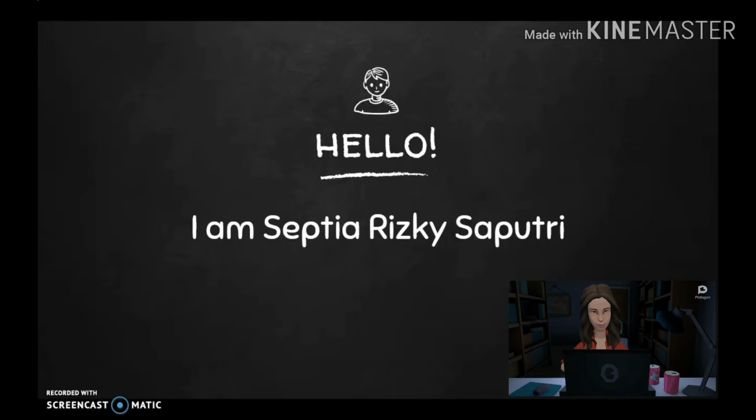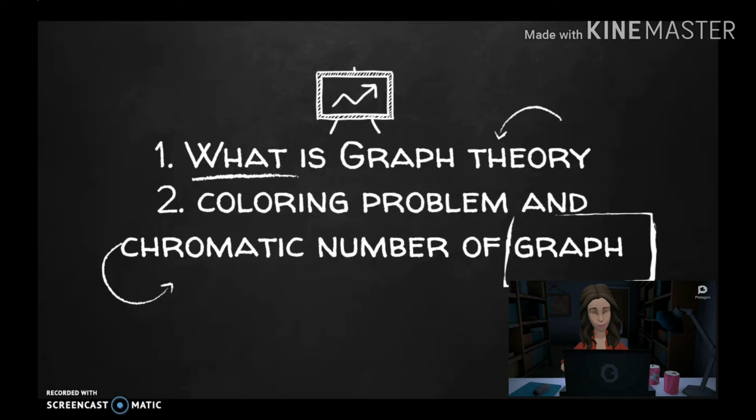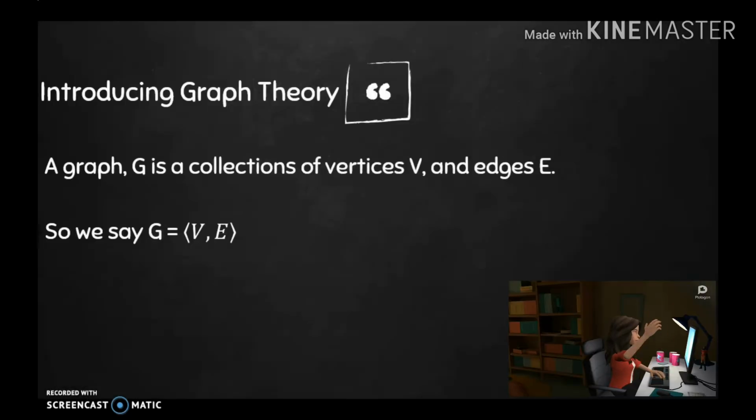At this time, I will discuss graph theory. There are two discussions. The first one, what is graph theory? And the second one is coloring problem and chromatic number of graph. Let's introduce graph theory. So what is a graph?